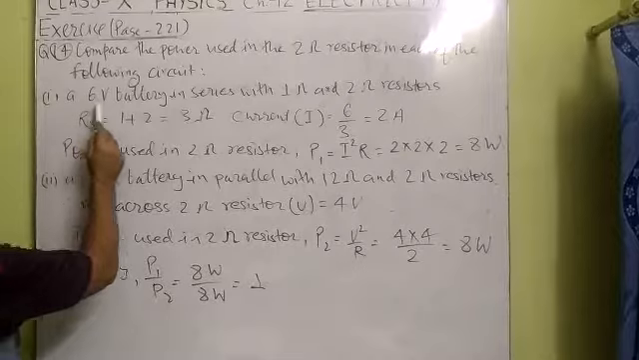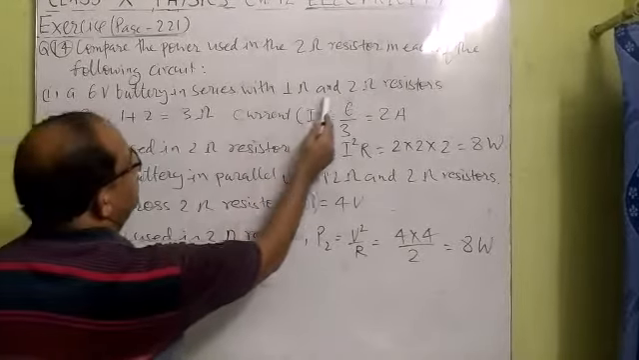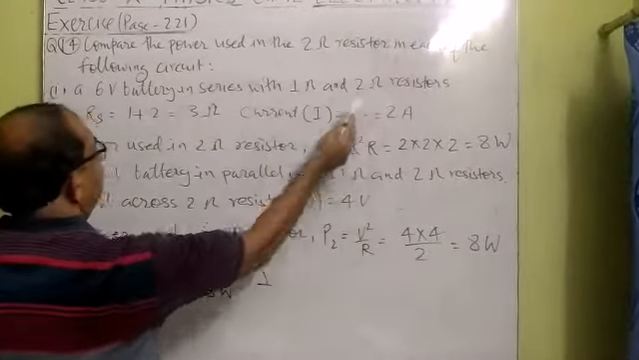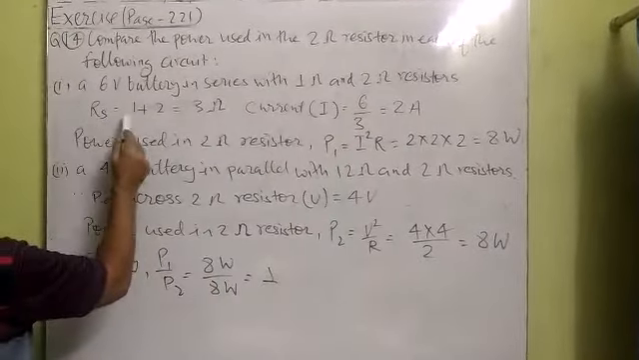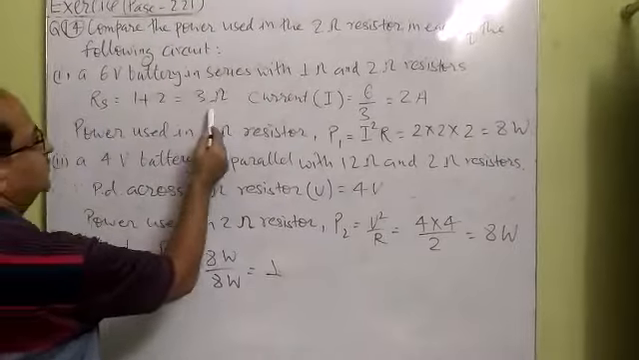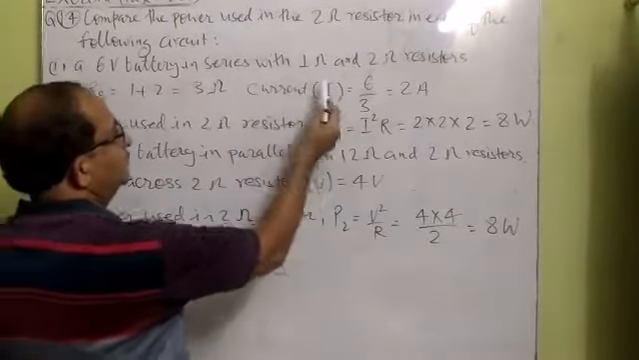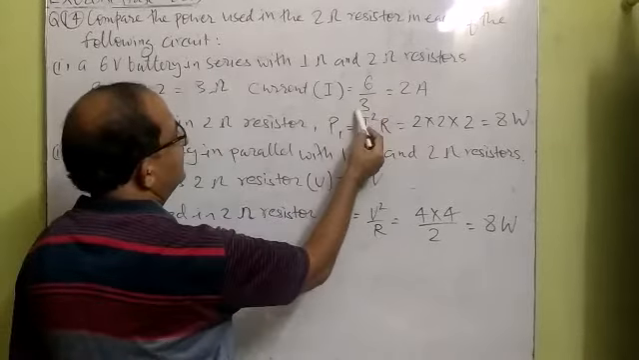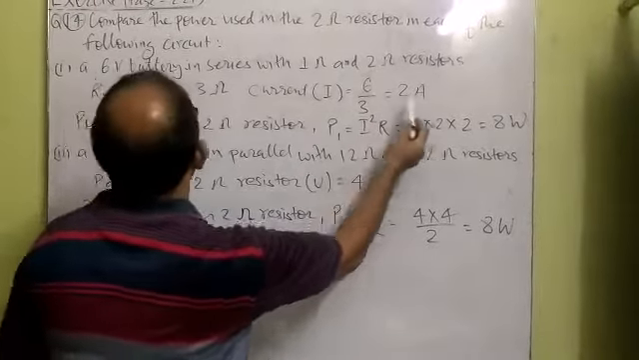First part, a 6 volt battery in series with 1 ohm and 2 ohm resistors. First of all, since the 1 ohm and 2 ohm are connected in series, their equivalent resistance is equal to 1 plus 2, means 3 ohm. Now the current flowing through the circuit will be I is equal to V by R, means 6 by 3. It is 2 ampere.